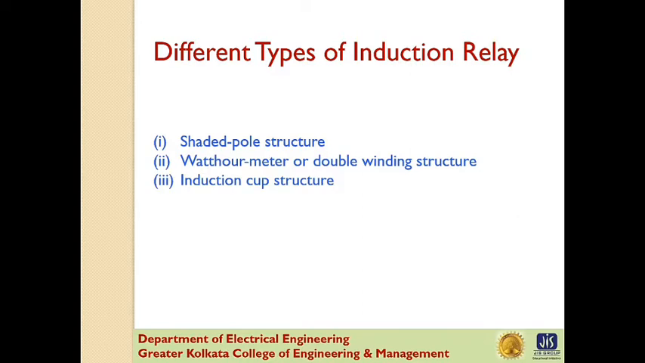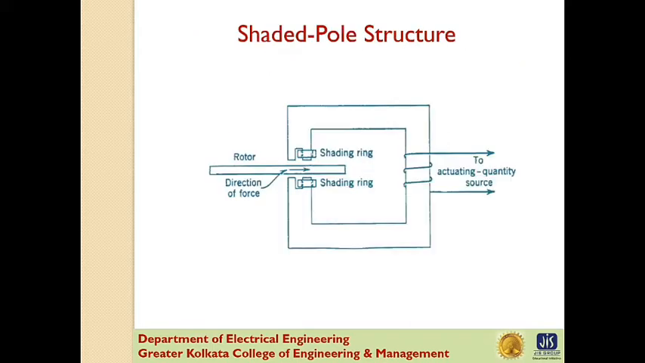Now, in my previous video, I discussed electromagnetic attraction type relay, and we also derived the expression of torque for electromagnetic induction type relay. In this video, I will discuss different types of induction relay. The different types of induction relay are shaded pole structure, wattmeter or double winding structure, and induction cup structure.